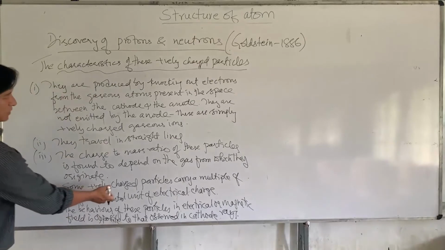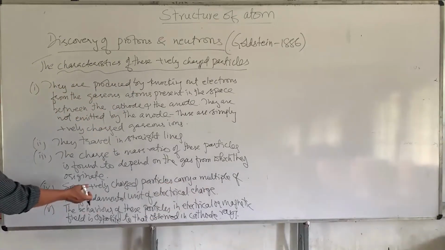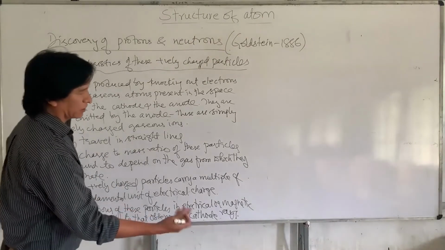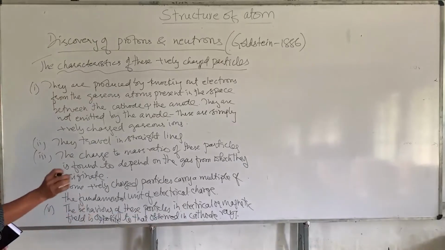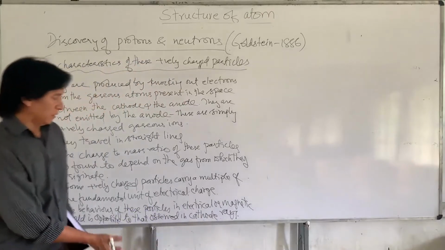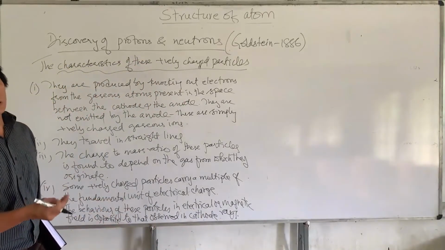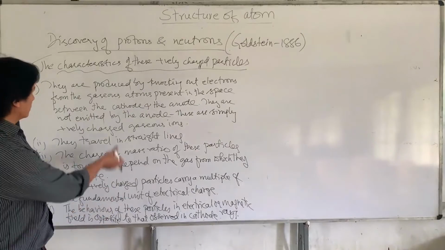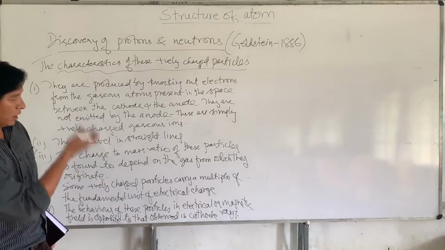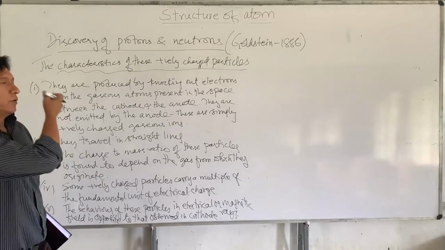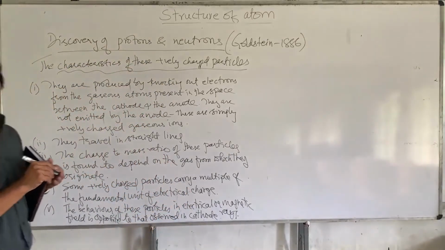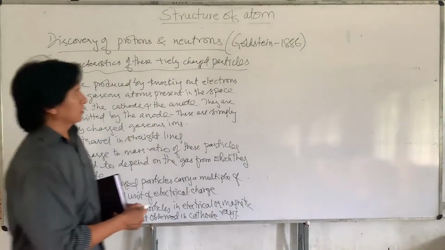Then some positively charged particles carry a multiple of the fundamental unit of electrical charge. And then the last thing is that the behavior of these particles in electrical or magnetic field is opposite to that observed in cathode rays. These are positively charged particles, while cathode rays are negatively charged. Cathode rays are nothing but electrons, and these positively charged particles or canal rays are nothing but positively charged gaseous ions, maybe H+ or He2+, depending on the gas that is taken in the discharge tube.